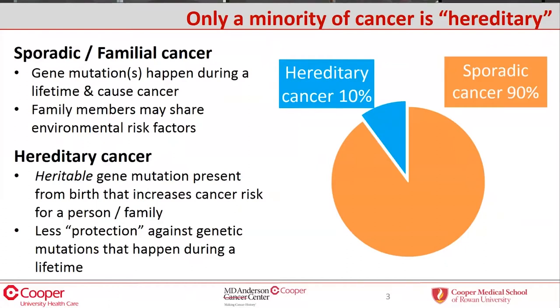But if there is an inherited mutation in one of those key protection genes, it means that copy of that gene isn't contributing to the protection. So that person, and therefore that family, has less protection compared to other people against the genetic mutations that happen during our lifetime. And that's what increases the risk for cancer. A lot of people say, well, I want to know if I have the gene. Well, we all have these genes.